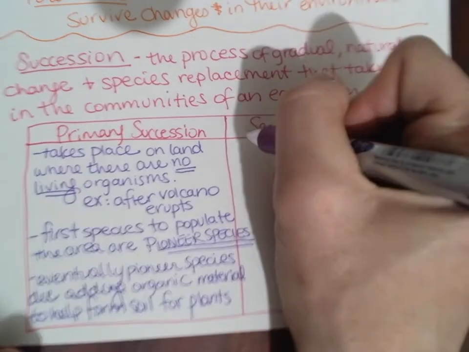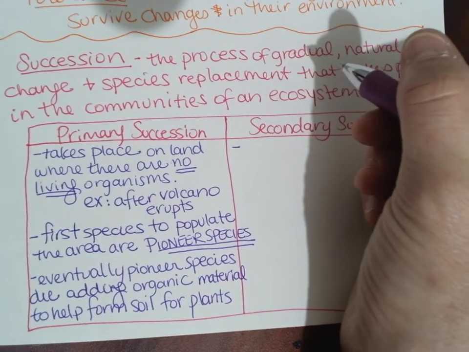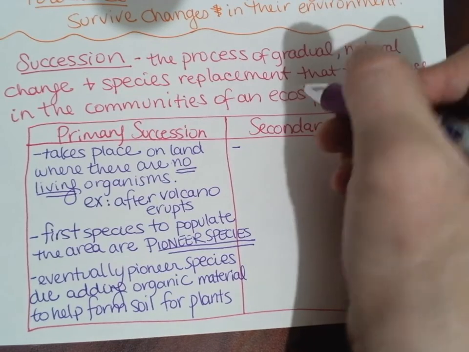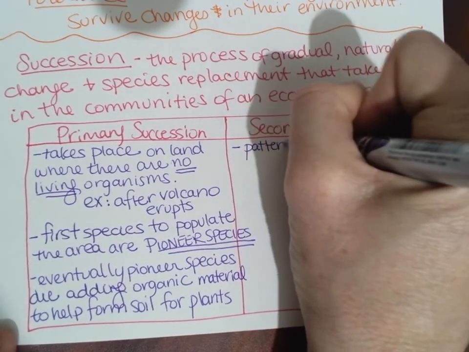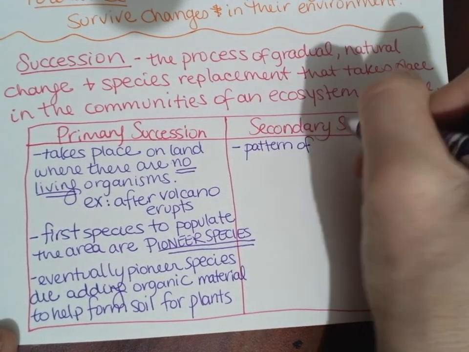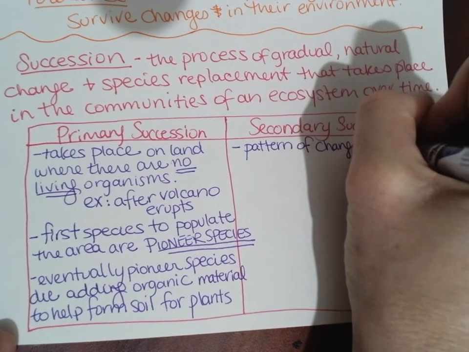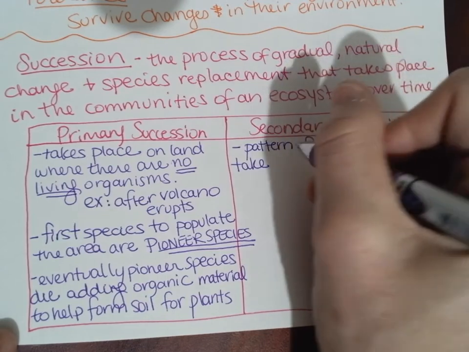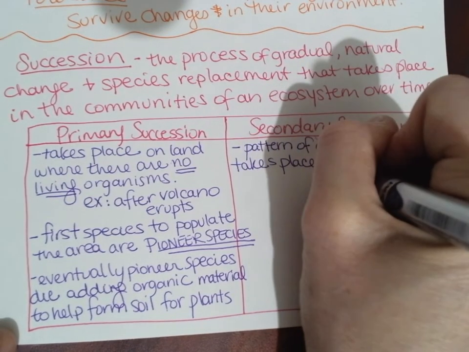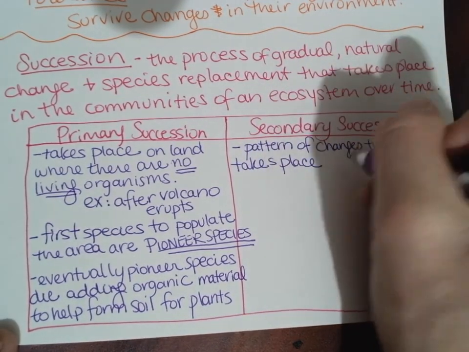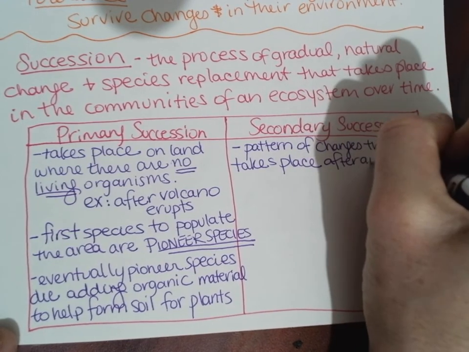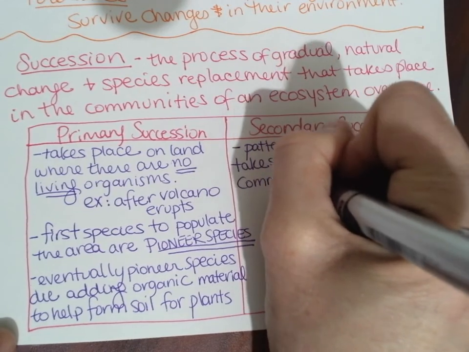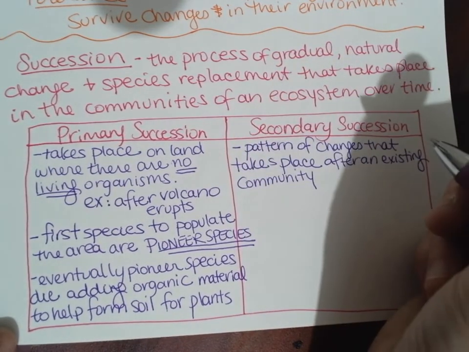Secondary succession is what we were talking about a second ago when I was talking about the business that was built and trees that grew up around it. So this is the pattern of changes that take place after an existing community is destroyed.